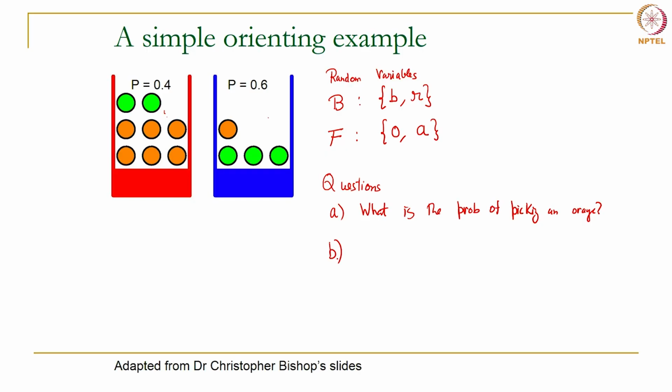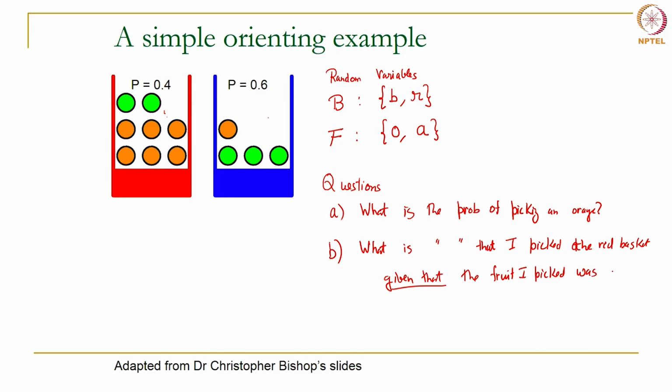You could ask a slightly more complex question like: what is the probability that I picked the red basket, given that the fruit I picked was an orange? Okay. So, this is a classical conditional probability question.